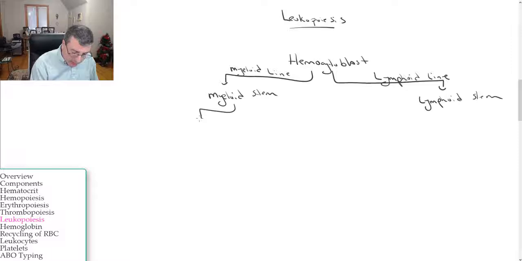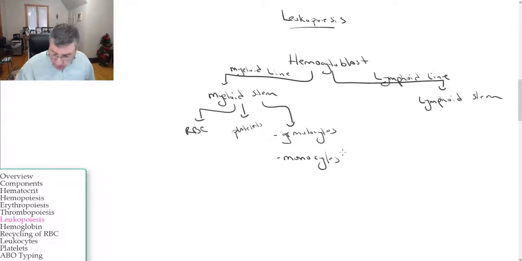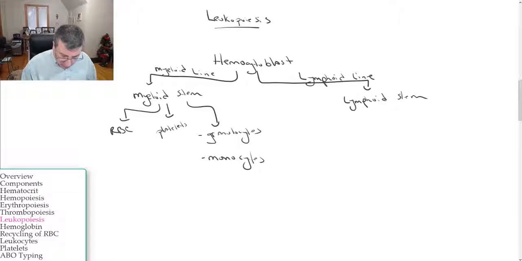And the myeloid line can take one of a few different paths. You can go to the RBCs, red blood cells or erythrocytes. You can go to platelets, also known as thrombocytes. And we can do granulocytes and monocytes. Let me move this over so we can see a little bit more.